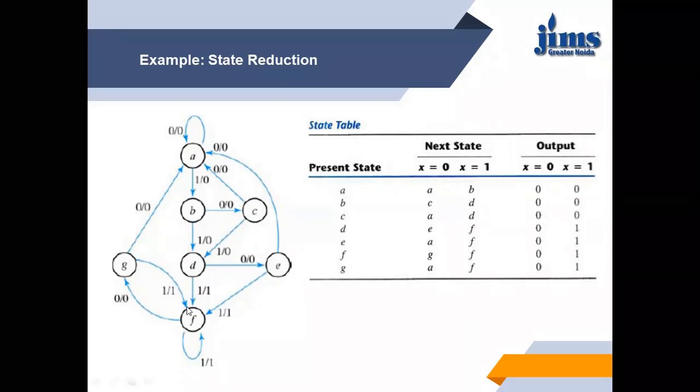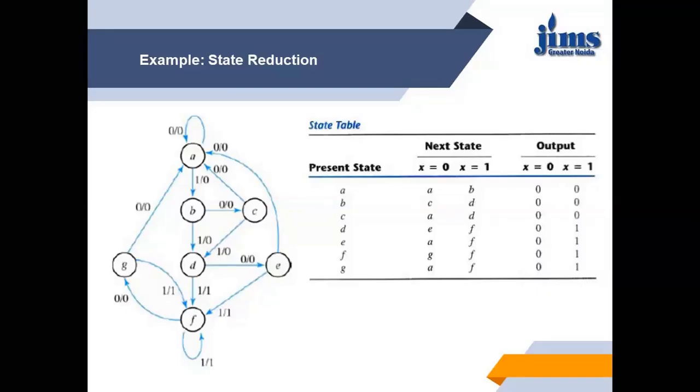Now let us see, if the machine is in state D and the input is 0, the output is 0 and it goes to state E. So with present state D, X is 0, it goes to E and the output is 0, and so on. With the help of the state diagram, we can directly derive the state table. The state diagram is a pictorial method and the state table is a tabular method to represent the state transitions of a particular design.